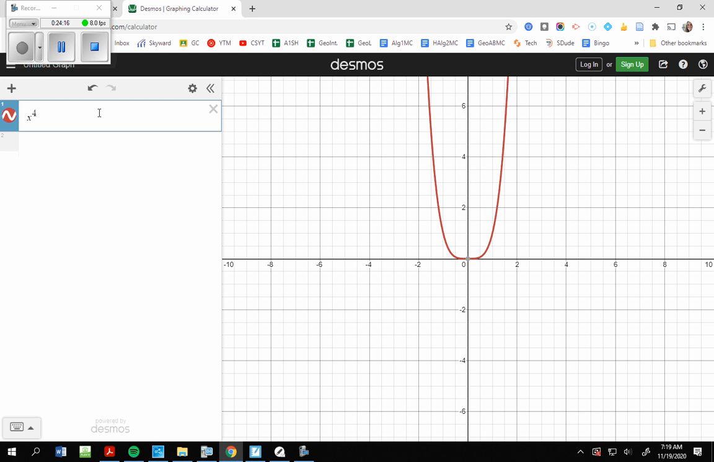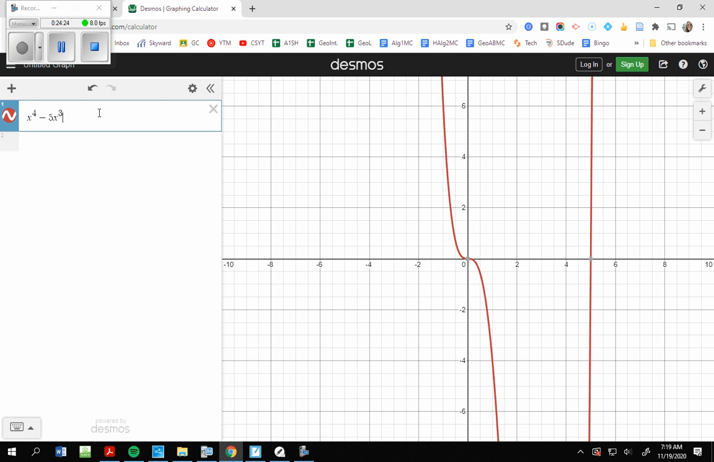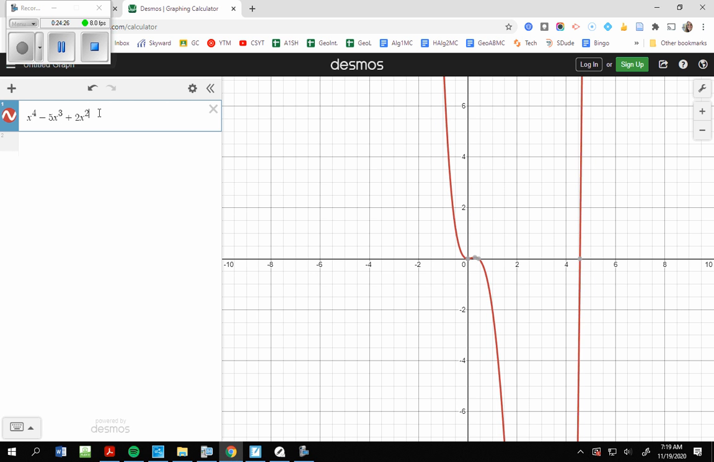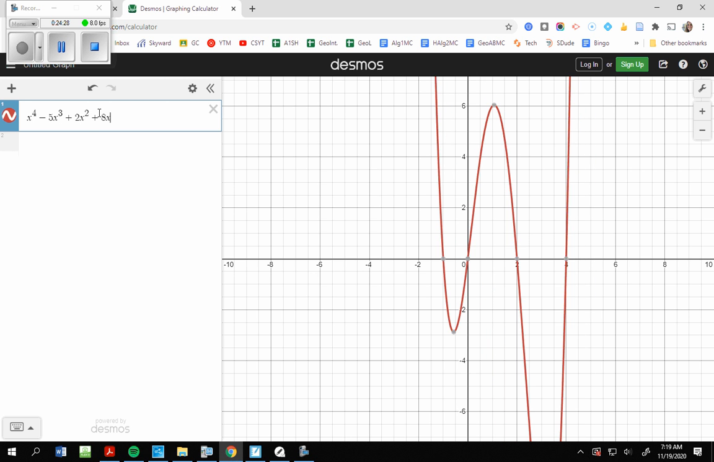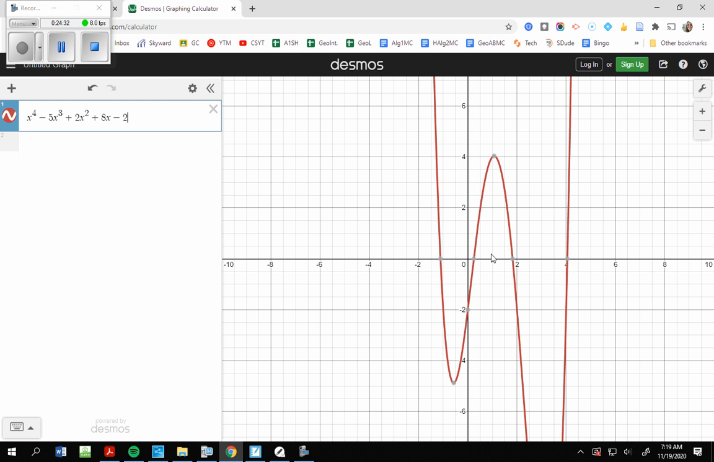So it's very similar to how you would plug it in your calculator. Minus 5x raised to the, so shift 6, 3rd power plus 2x squared plus 8x minus 2. All right, so we see the same function.